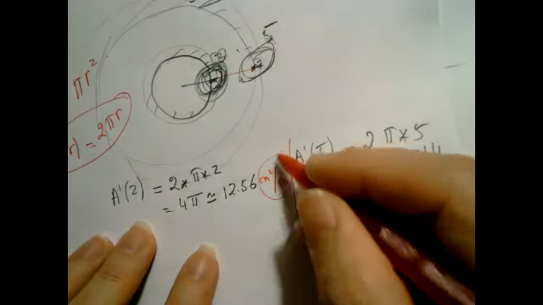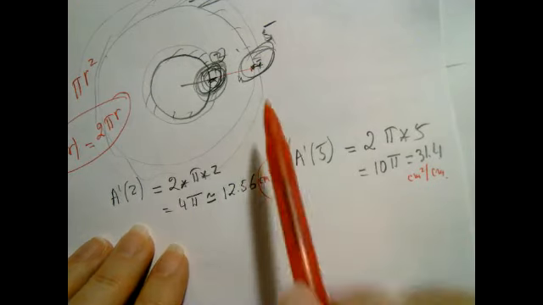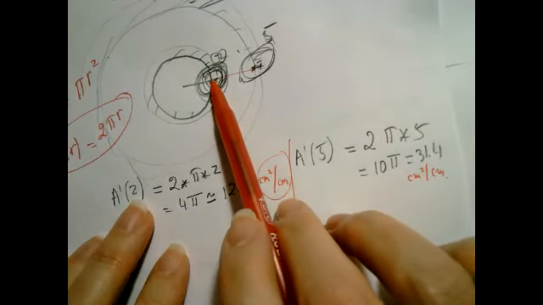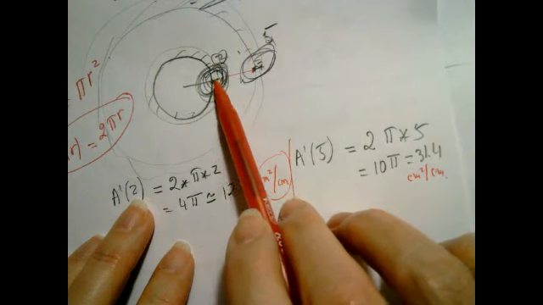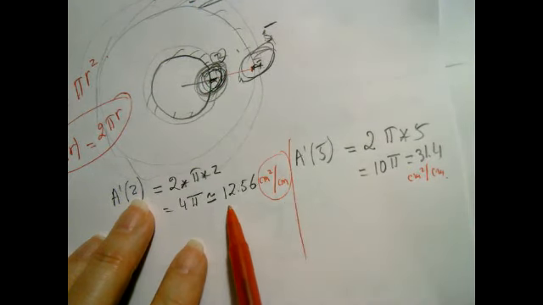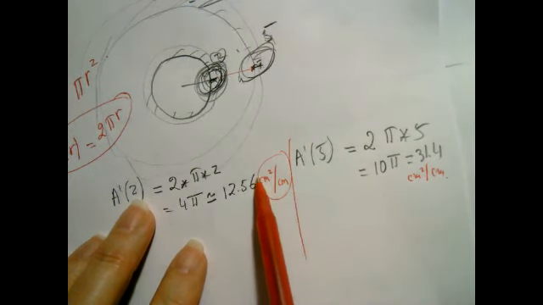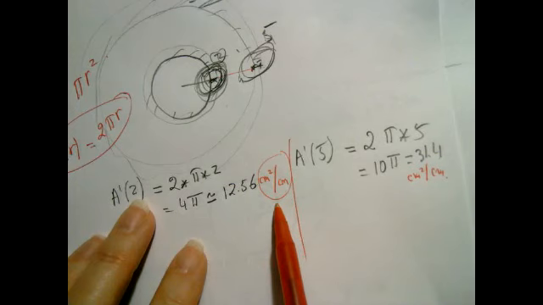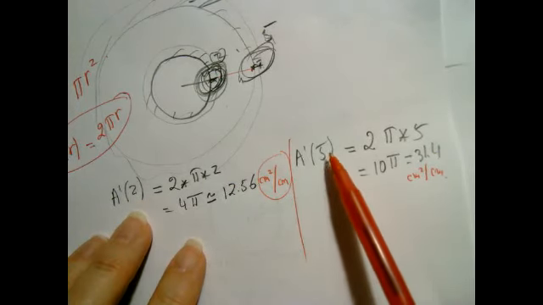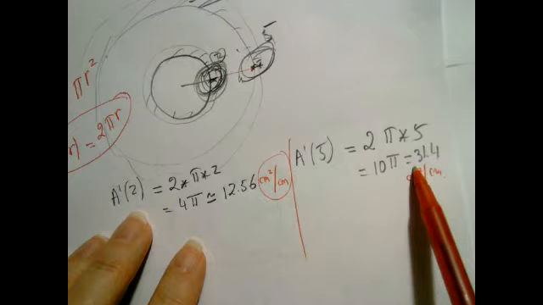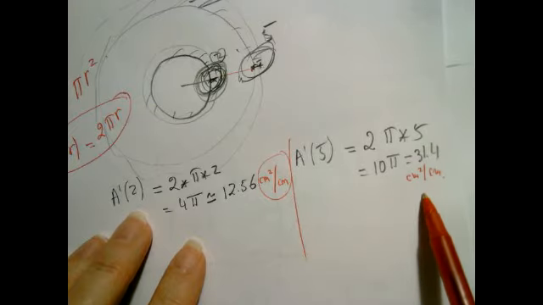Crucial to understand it. It means when the radius is 2, of course, the area is growing here. How fast is it growing at 2? It's growing at the rate of 12.5 centimeters squared per centimeter. However, when the radius is 5, the area is growing at the rate of 31 centimeters squared per centimeter.